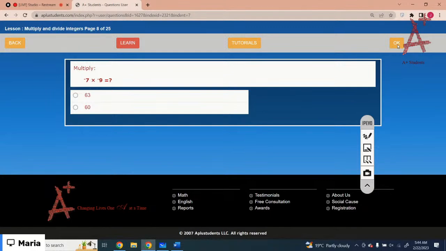Negative 7 times negative 9. So which is the correct option? Both the numbers are negative, so the answer must be positive, yes, very good. It is 63. The answer must be positive.